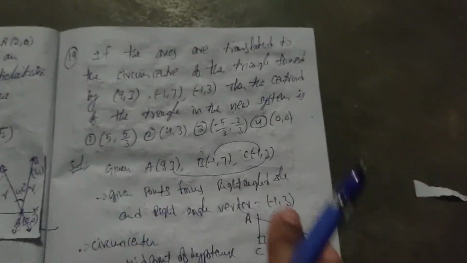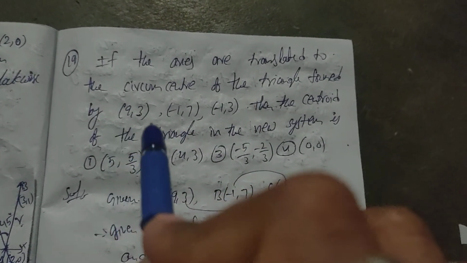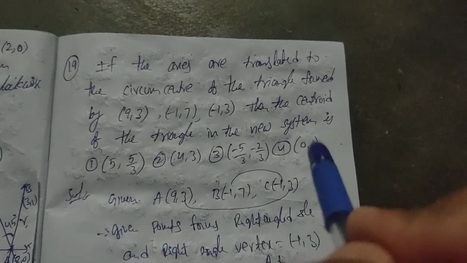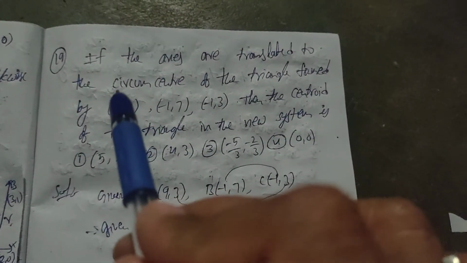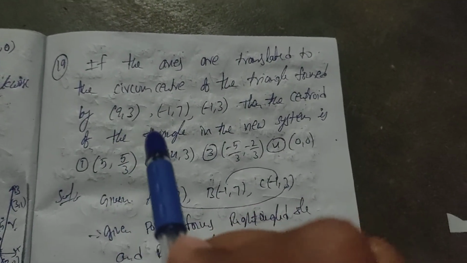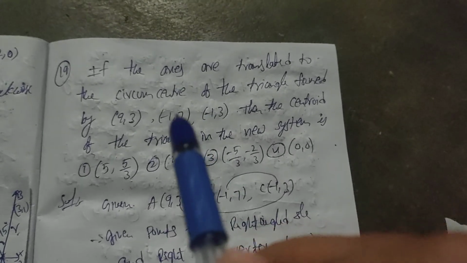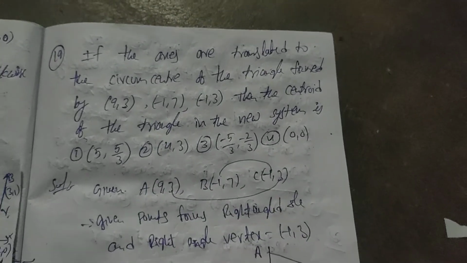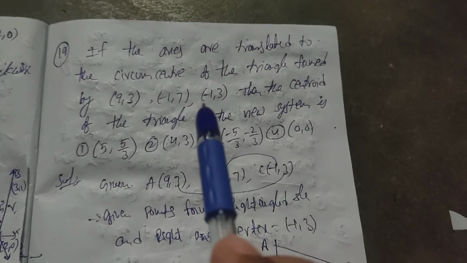So next question. If the axes are translated to the circumcenter of the triangle formed by (9, 3), (-1, 7), (-1, 3), then the centroid of the triangle in the new system is. Okay, they have given 3 points, so we have to translate, that means shift the origin to the circumcenter of these 3 points. First we have to find out the circumcenter of these 3 points. After that, find out the new coordinates of the centroid of this triangle.